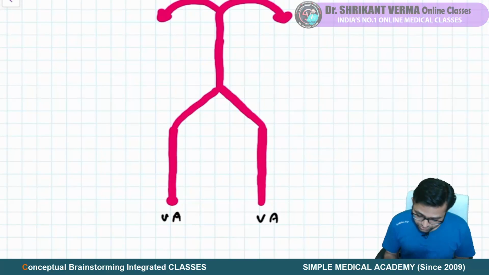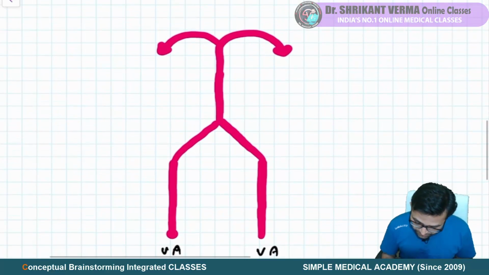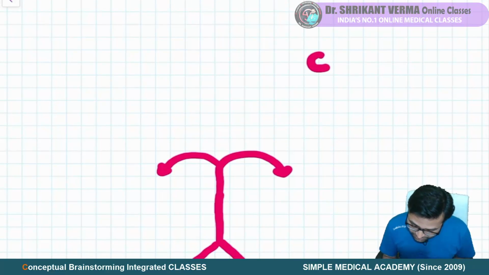Just make the labeling, vertebral artery. Fine. Now try to understand. There is one another arterial system, the internal carotid artery.